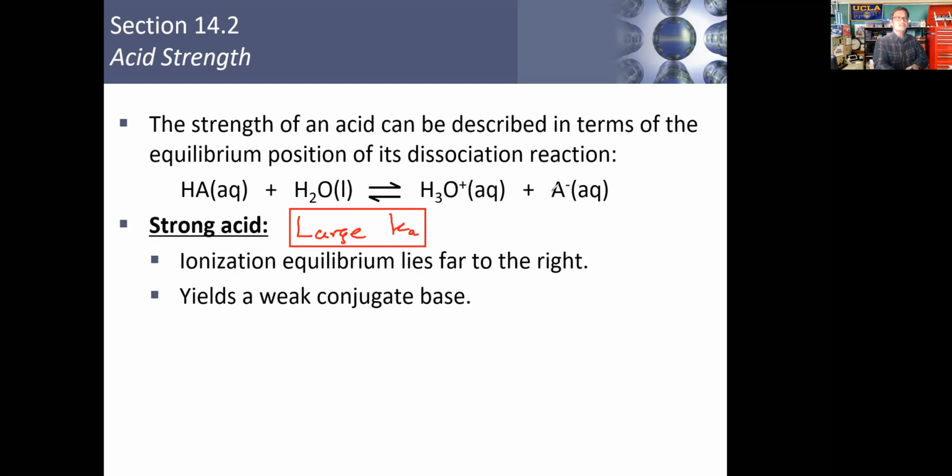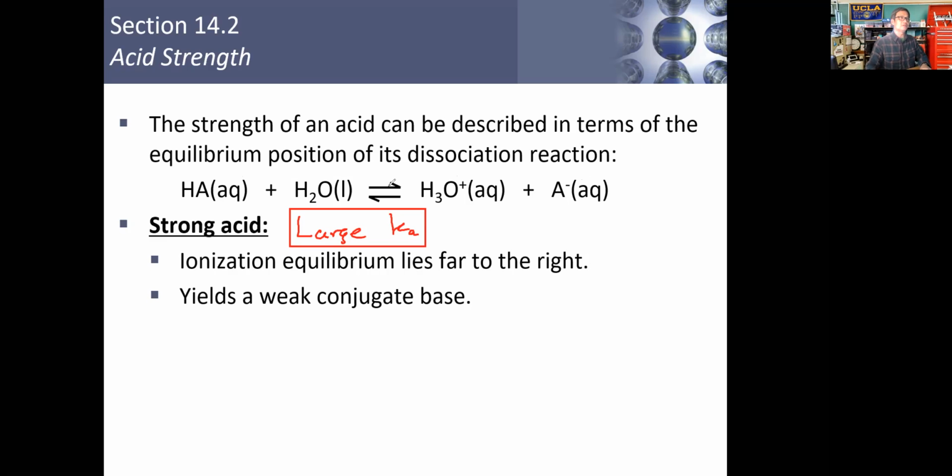Because if the base on the right, for a strong acid, is not very strong, it's not going to pick up a hydrogen from this hydronium ion. It's not going to be as good at doing that as the base that we started out with here. So make sure you keep that in mind. That's what it means by a weak conjugate base.